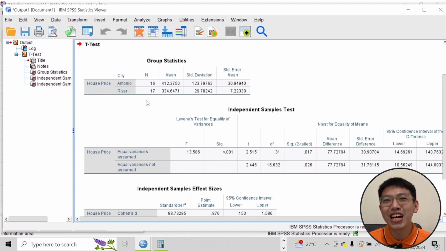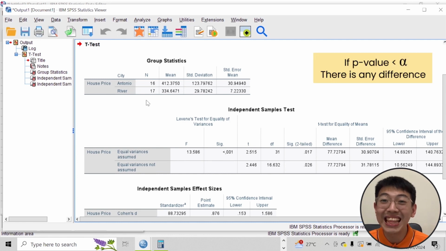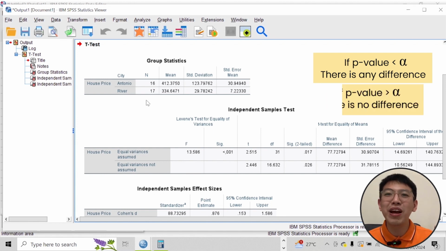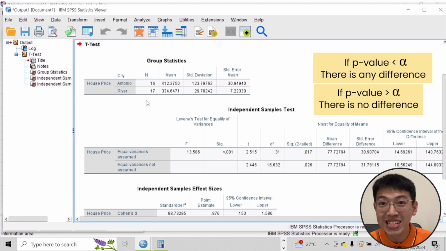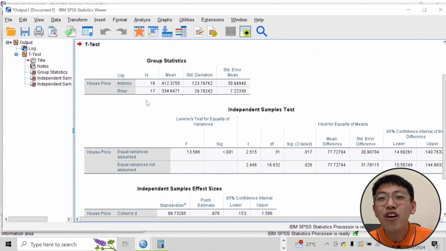This is the shortcut for 2-tailed tests. If the p-value is less than alpha, there is any difference. One more time, if the p-value is less than alpha, there is any difference. On the other hand, if the p-value is larger than alpha, there is no difference. Is it clear, right? How if I give the direction in the question?